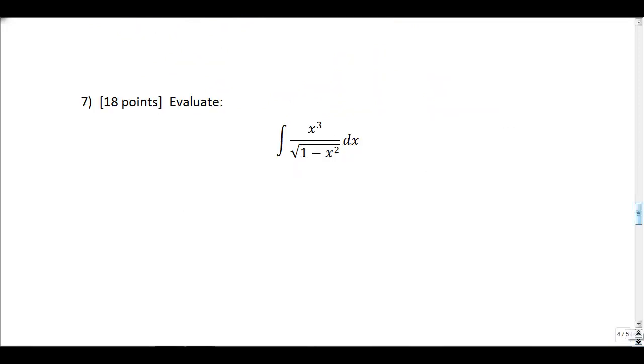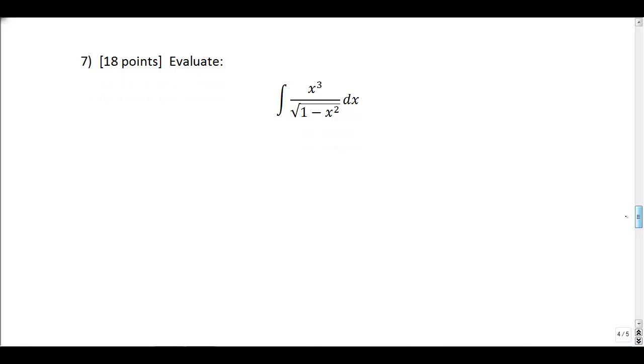Next one. This one, we have an integral of x cubed over square root 1 minus x squared dx. Here there's a couple approaches. I think I just want to show them both to give you some sense of what you can do. So the first thing I'm going to do is you'll notice the 1 minus x squared, and you might do a trig sub where you get x equals sine theta. And then dx is cosine theta d theta.